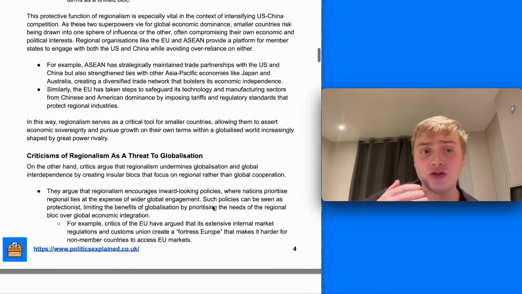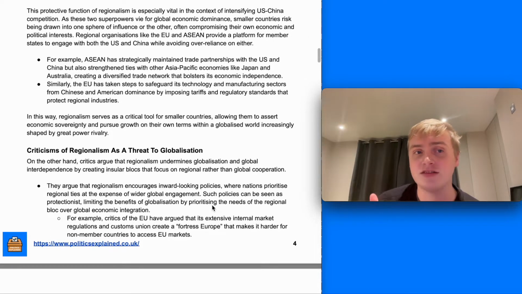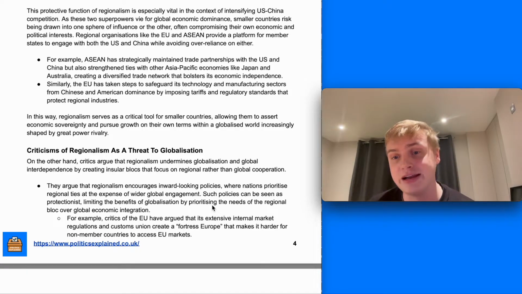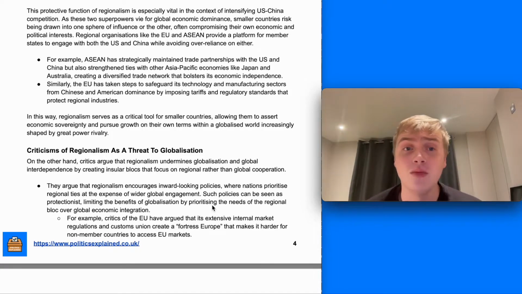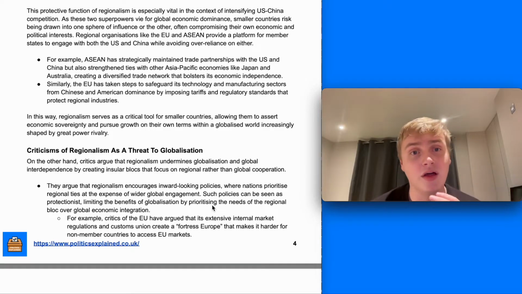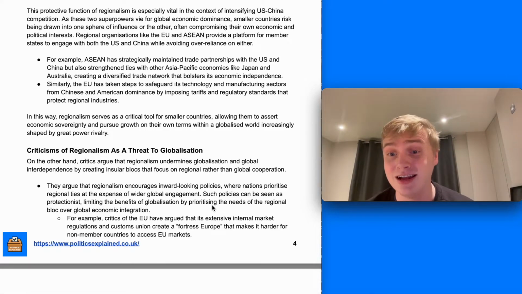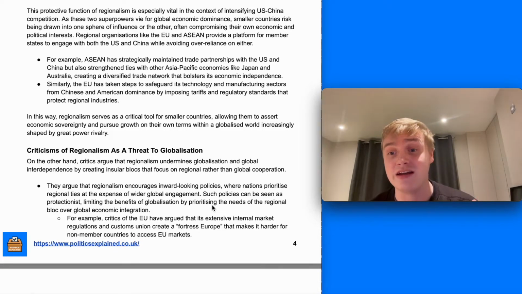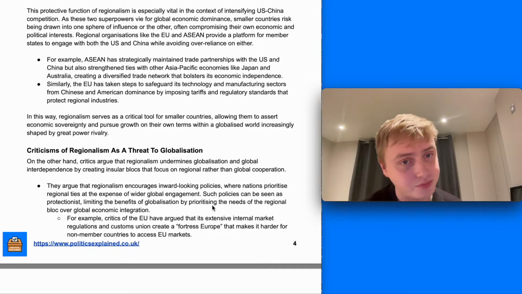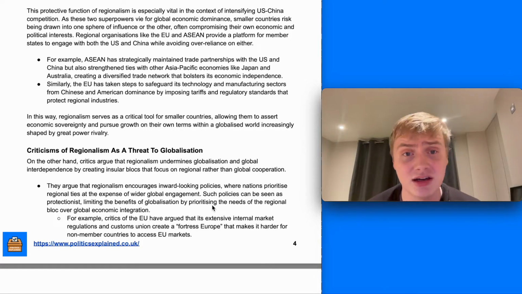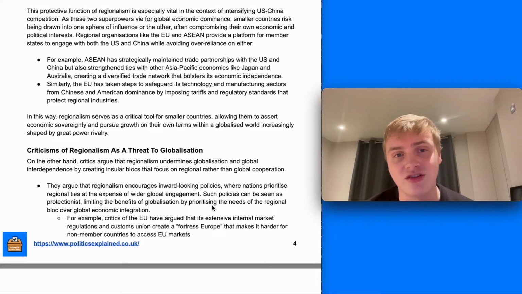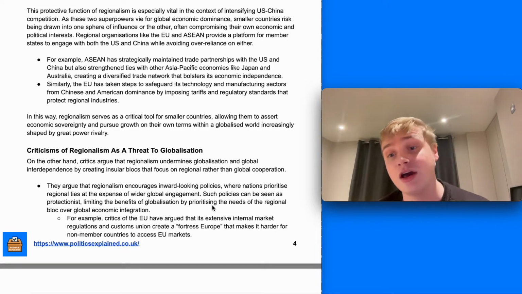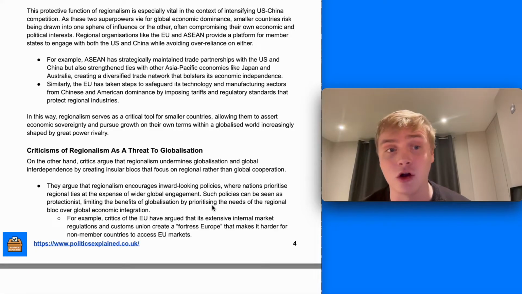And this protective function is especially vital in the context of intensifying US-China competition that is increasingly defining global politics today. As the two superpowers are really vying for global economic dominance, smaller countries really risk being drawn into the sphere of influence of one or the other, which compromises their own economic and political interests, because ultimately it's in their economic interests to do effective trade with both countries. And regional organisations like the EU and ASEAN give a platform for member states to engage with both the US and China, whilst avoiding over-reliance on either of them, and therefore being caught up in the global competition.